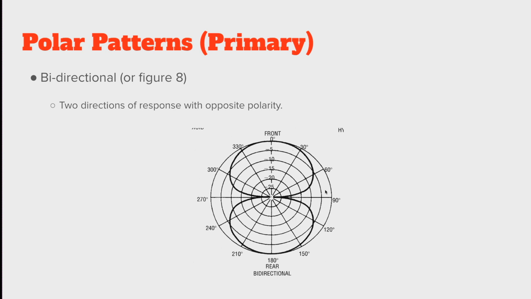Now, if we keep going around past 90 degrees, we see that this pattern, this lobe on the front half of the microphone, repeats exactly, and that gives us our figure of 8 shape. Again, this is a bidirectional microphone, so it will respond equally to sound from this direction or from this direction down here.